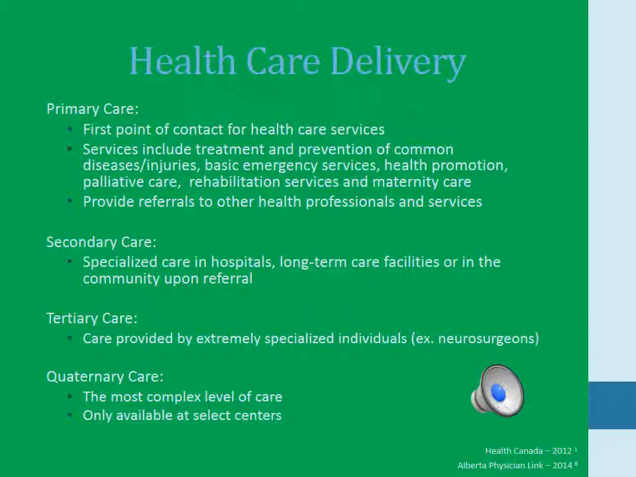Secondary care is specialized care in hospitals, long-term care facilities, or in the community, but they're all upon referral. Tertiary care is care provided by extremely specialized individuals, like neurosurgeons. Quaternary care is the most complex level of care and is only available at very select centers.